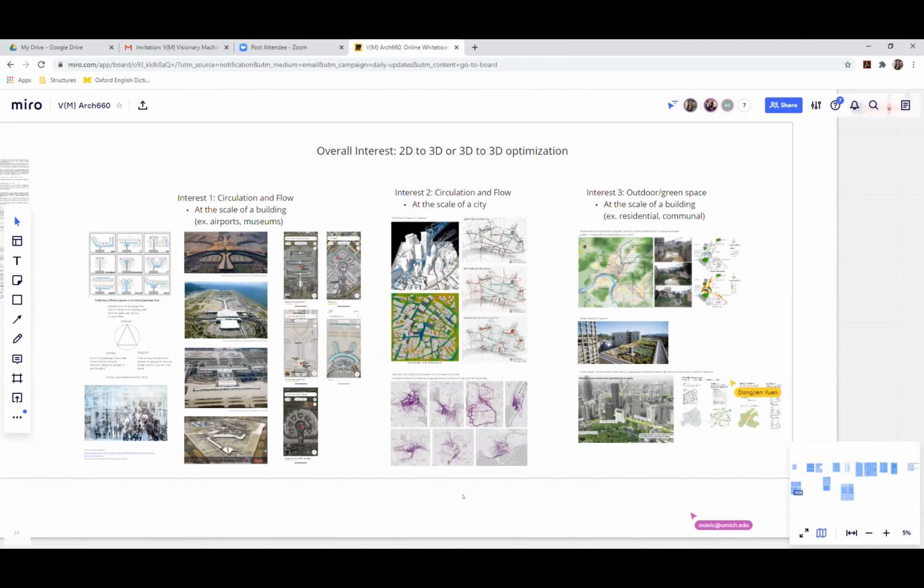Okay. But there are also some aesthetic investigations at the very beginning, which are also very interesting, I think.